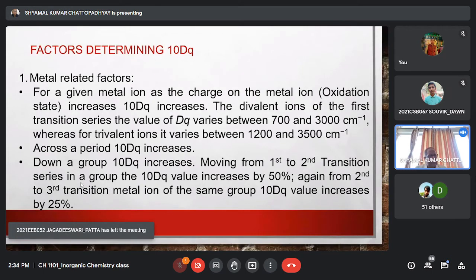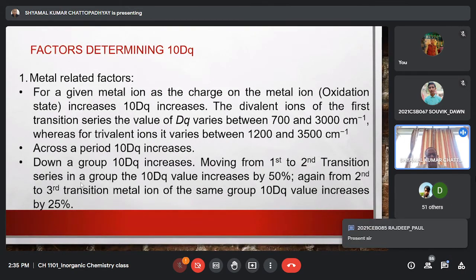And we have also justified that from second to third transition metal ion, because of the intervention of the lanthanide contraction, the increase of the radius of the 4d to 5d orbital is not as much as that observed for going from 3d to 4d orbital. As a result, for 4d to 5d the percentage increase is relatively less, whereas for 3d to 4d the percentage increase is much higher.